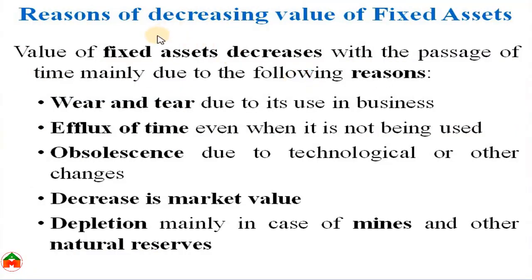What are the reasons for the decreasing value of the fixed asset? The value of a fixed asset may decrease due to wear and tear from using the asset in the business. There is an efflux of time even when it is not being used. There may be obsolescence due to technological or other changes. There may be a decrease in market value, or if there are any mines or natural reserves, there may be depletion. For such reasons, the value of the fixed asset may decrease.